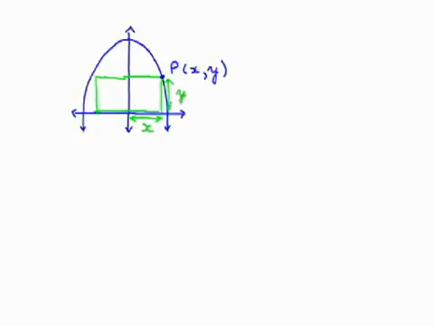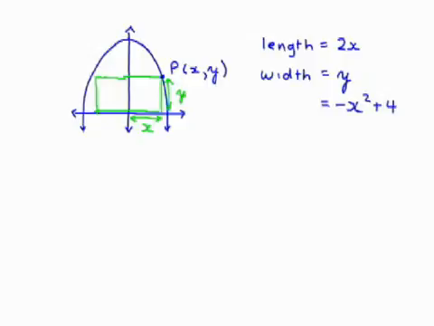So what you'll notice is that the length of my rectangle is going to be equal to 2x, and the width of my rectangle is going to be equal to y. Rather than using the variable y to represent the width, I could use negative x squared plus 4, because we know that we're dealing with the quadratic function y equals negative x squared plus 4.